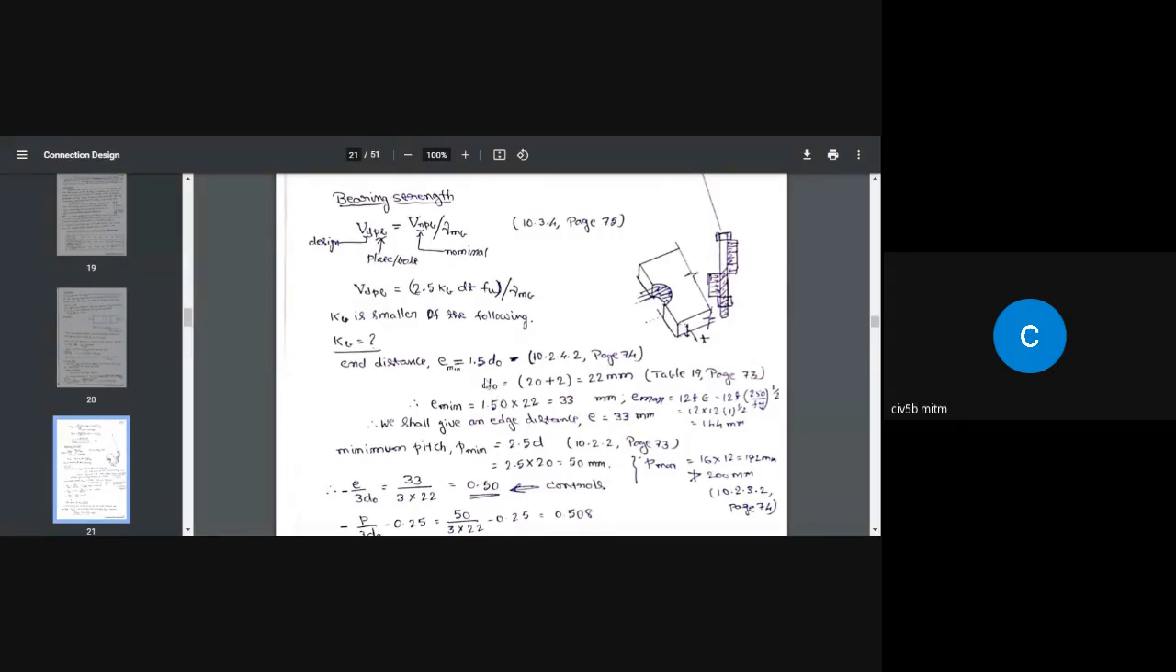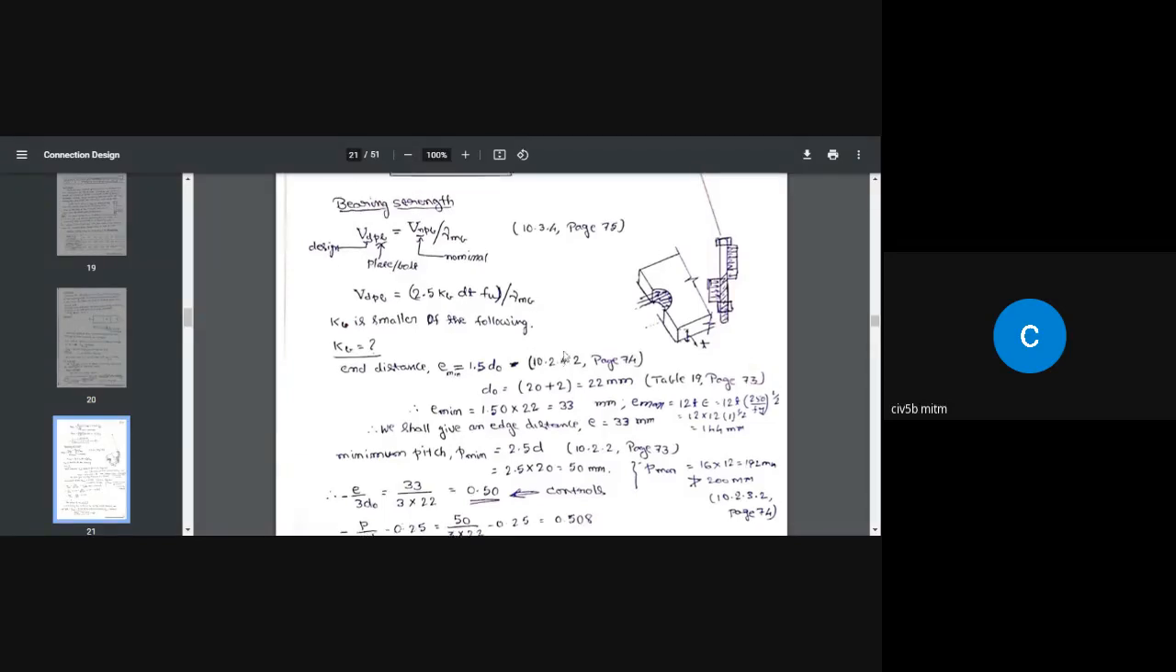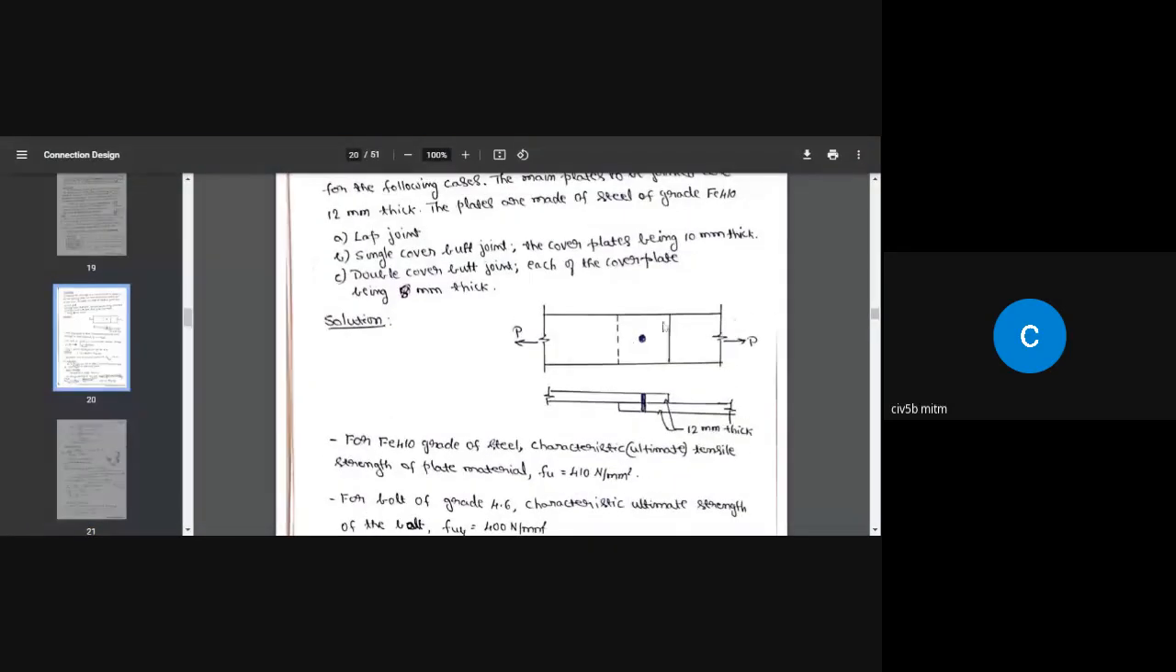So do is the diameter of the bolt hole. So e minimum is 1.5 do or 1.7 times do. Whether we take 1.5 do or 1.7 times do depends on the edge condition of this plate. What is the edge condition here? If it is a rough edge, we need to take 1.7 times do as the end distance.